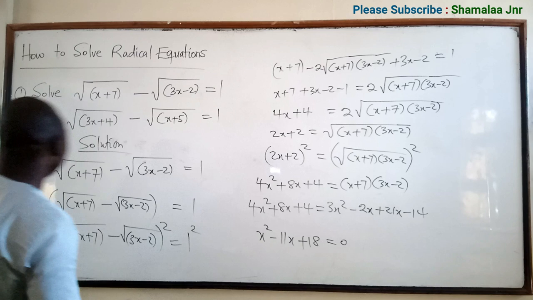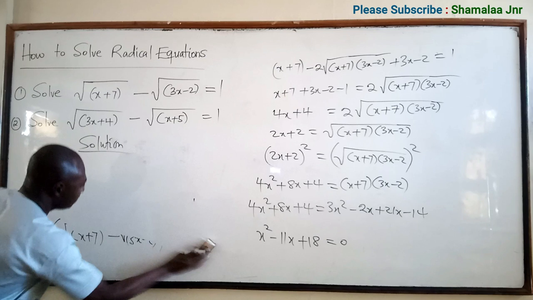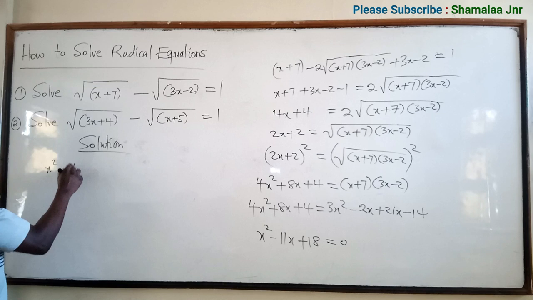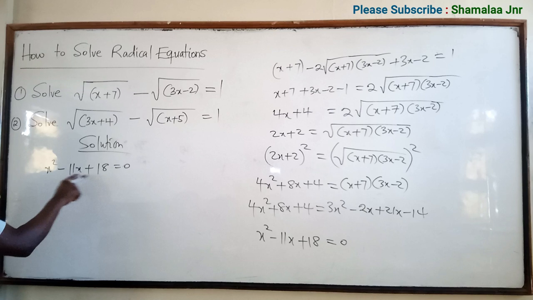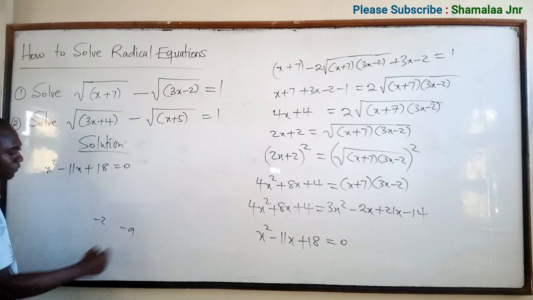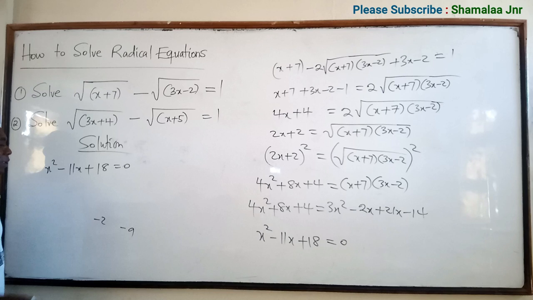So you guys, let me clean this side and then continue. So we have x squared minus 11x plus 18 equal to 0. You guys, we need two numbers which when multiplied will give us 18, but when added will give us negative 11. So straight away the numbers are negative 2, negative 9. This time this will be 18. When you add, you are getting negative 11. Isn't it? Yes. So you just attach x to this, x to this.